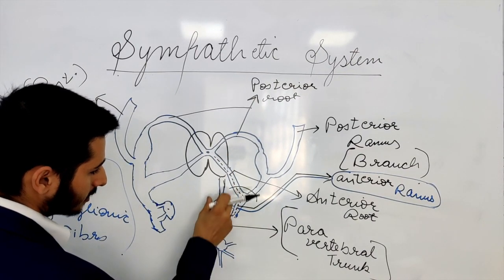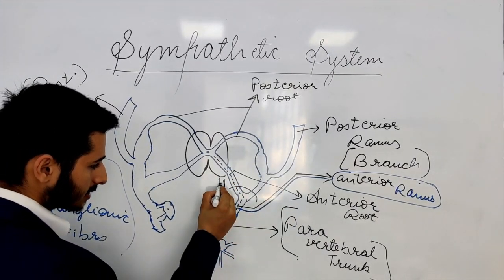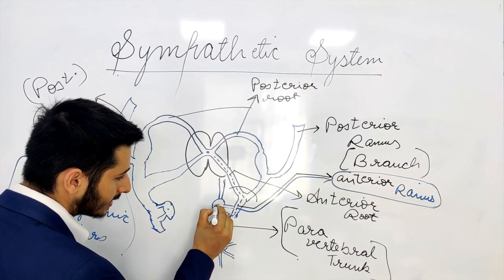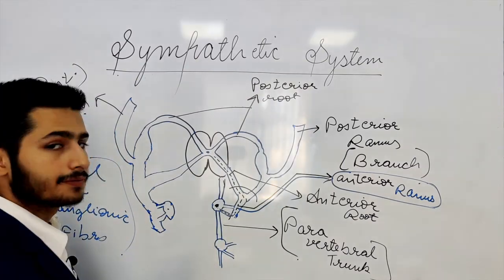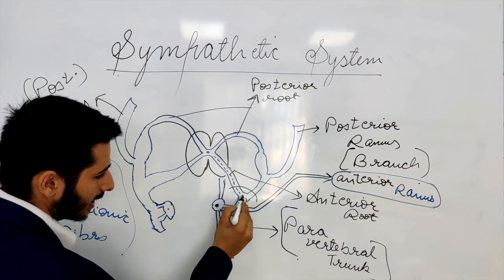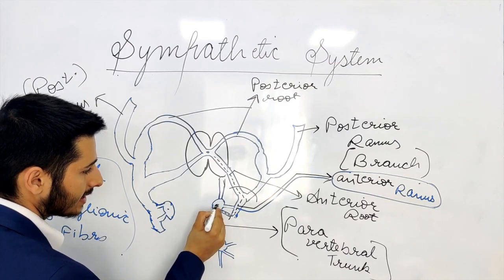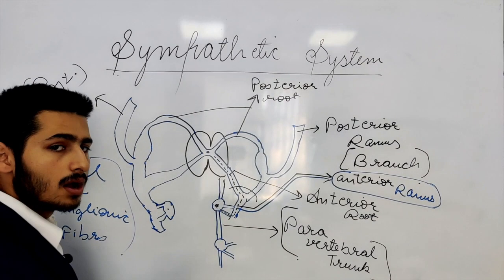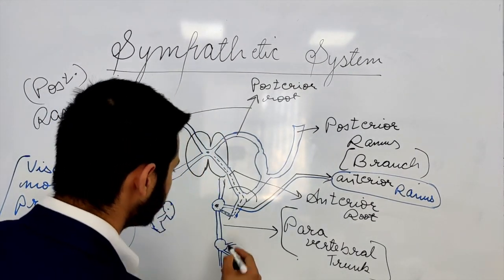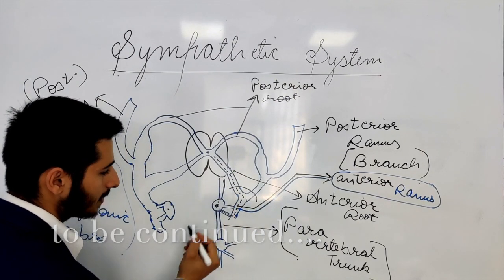In this paravertebral trunk, we have segmentally arranged numerous ganglions. So this is the trunk and this is a ganglion where these preganglionic fibers synapse with postganglionic fibers. These are the preganglionic visceral motor fibers that are coming through the anterior ramus right here, and they enter the paravertebral trunk here and synapse in the ganglion. They synapse with postganglionic fibers. Now we're going to discuss how these fibers travel from the anterior ramus to the paravertebral trunk.